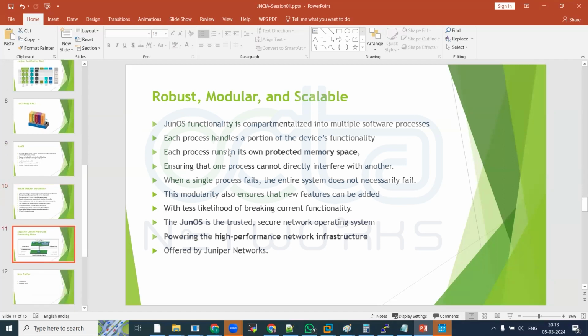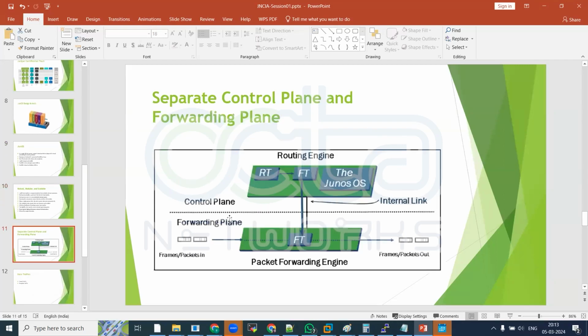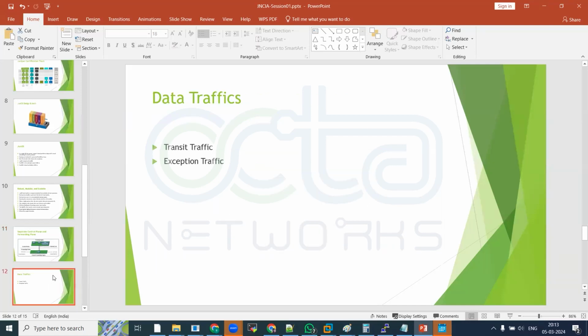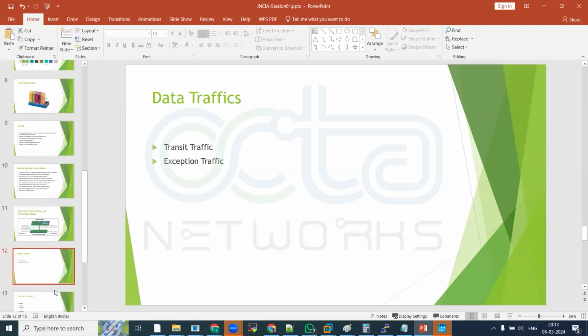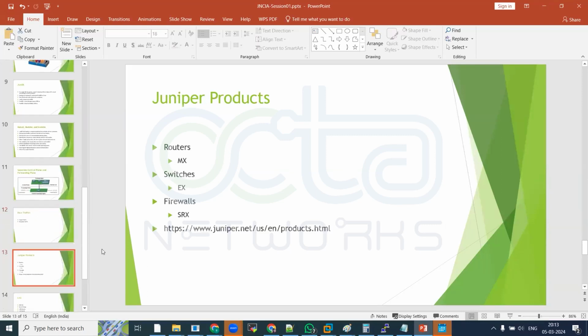And there are two components in this: the routing engine and the packet forwarding engine. We'll discuss these in detail, like what is the role of the routing engine and what is the role of the packet forwarding engine, right? We'll talk about transit traffic and exception traffic. Then the Juniper products.